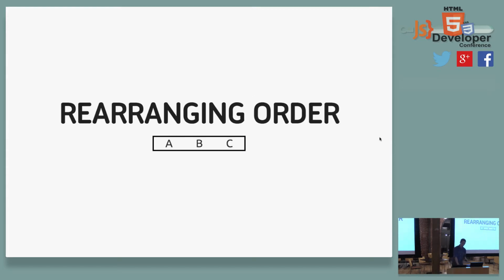Rearranging order is another awesome one. So I've got 3 items lined up with Flexbox, and when I click on this, I'm actually just toggling a single CSS property, and I'm able to switch the order. So since we have this one-dimensional layout, we have a sequence of items, we can tweak that a little bit.